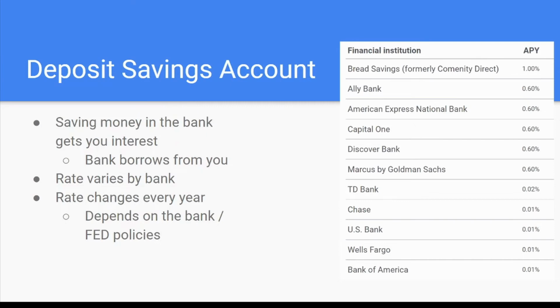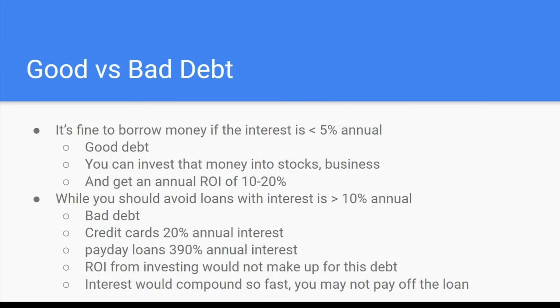And notice on the chart on the right, the rate varies by the bank. The rate also varies each year depending on the bank and Federal Reserve policy. There's also a difference between good and bad debt. It's fine to borrow money if the interest is less than 5% annually. That's considered good debt because the interest rate is low enough for you to use that money and invest.